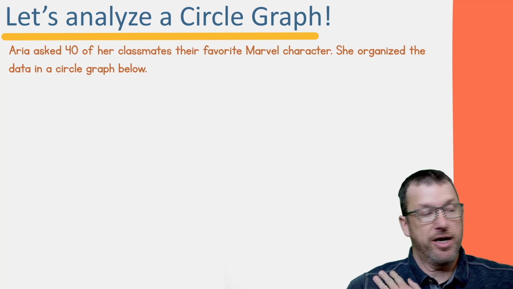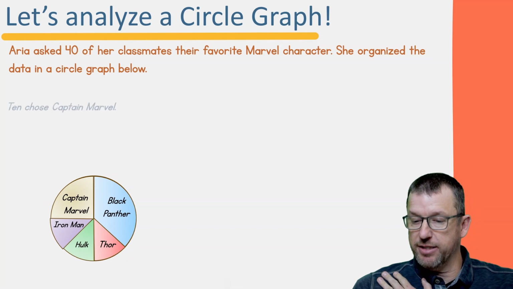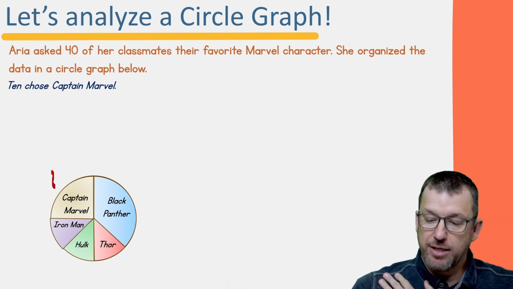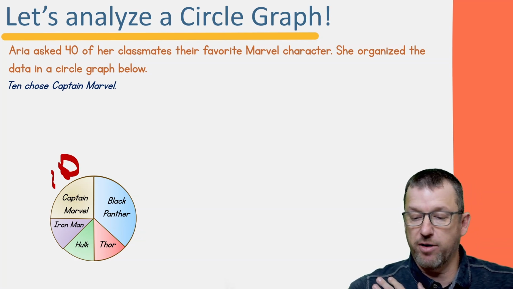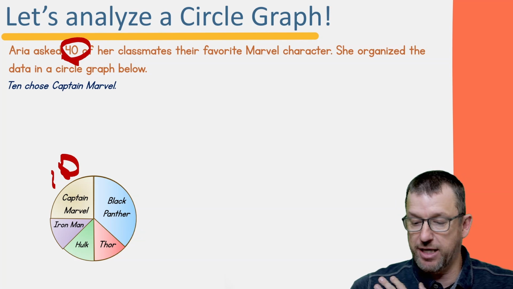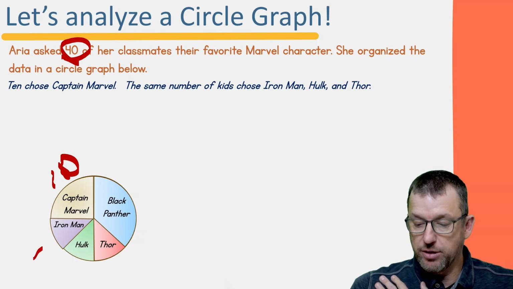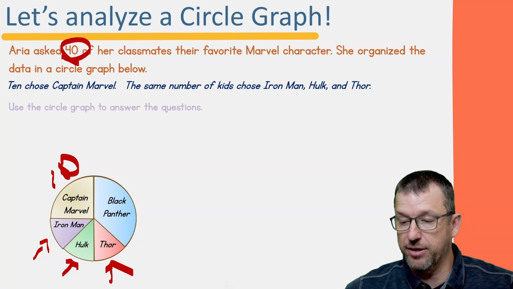Okay. Arya asked 40 of her classmates their favorite Marvel character. Boom, there it is. She organized the data in this circle. 10 chose Captain Marvel. 10, right there. This is 10 of the kids who chose Captain Marvel. 10 out of 40. That's what's key. What does that mean to us? Well, the same number of kids chose Iron Man, Hulk, and Thor. So these are all equal to each other. We don't know what that is yet, but we know that that's our next clue.